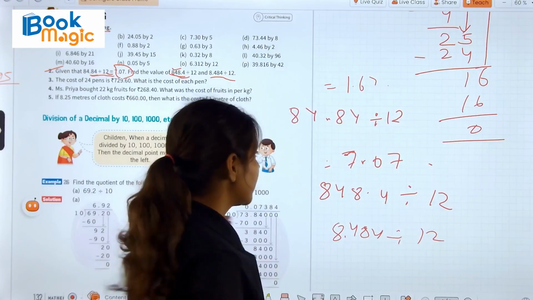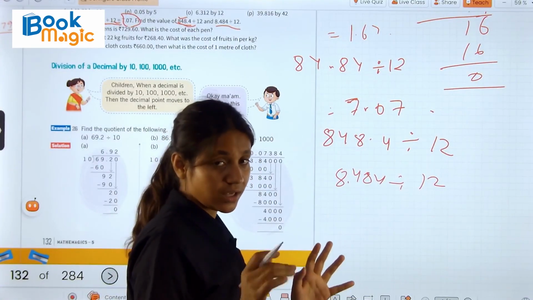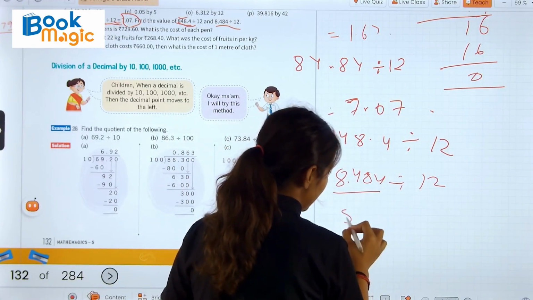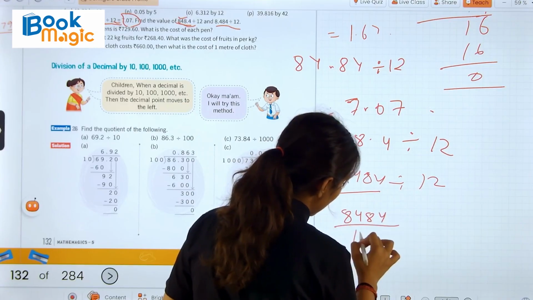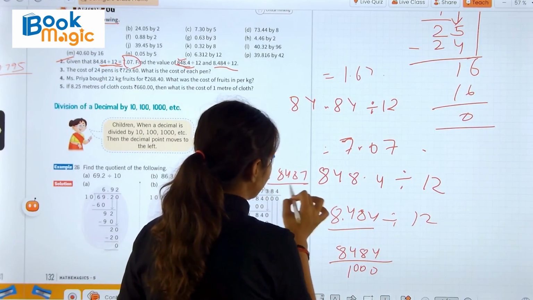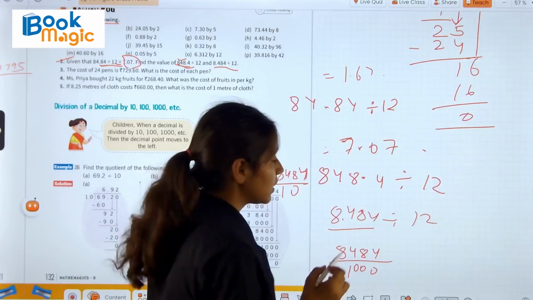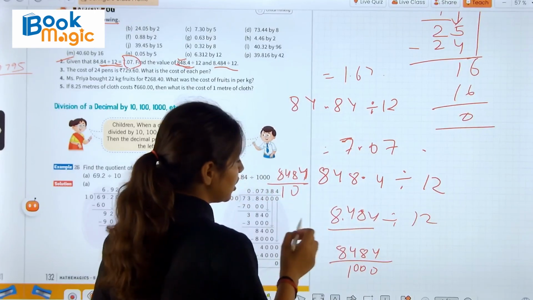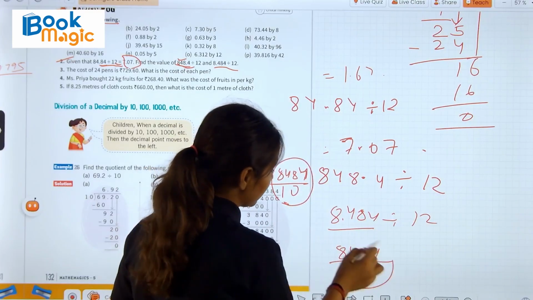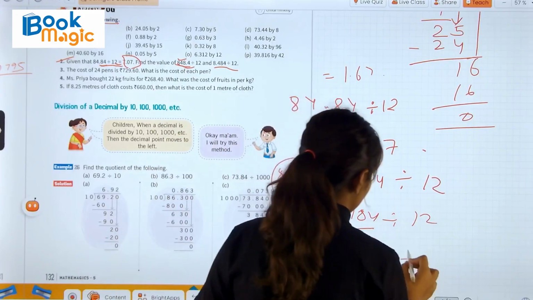So for this, we have to use our brain. We have to use the concept, the logic, and the tricks. See, here it is 8.484. That means 8484 divided by 1000. And here it is 8484 divided by 10. Okay, we are observing this with the help of the decimal. Now we have to divide them by 12. So we can see that this is division by 10 and this is division by 1000. Then we have to just simply divide it.